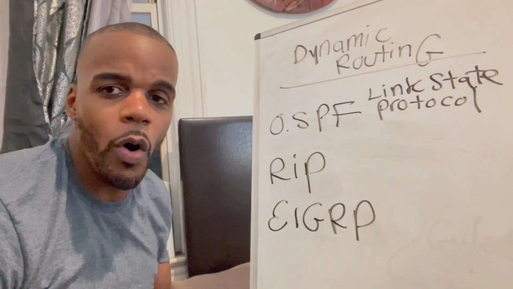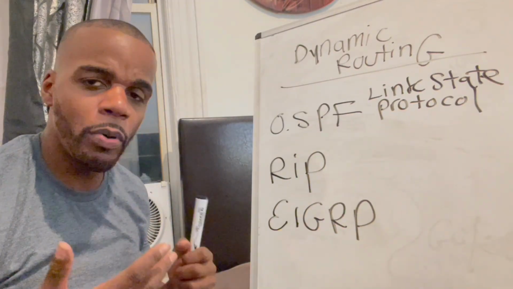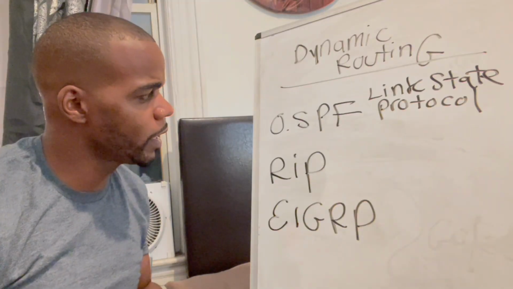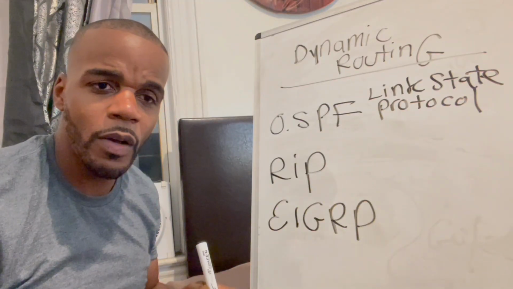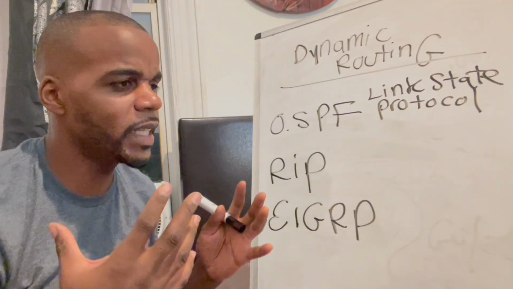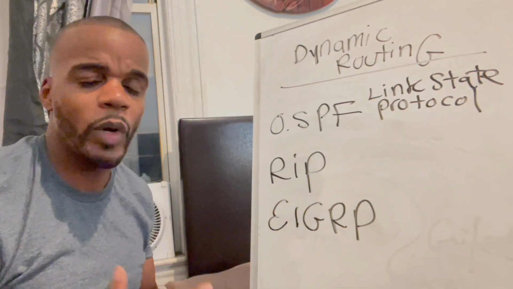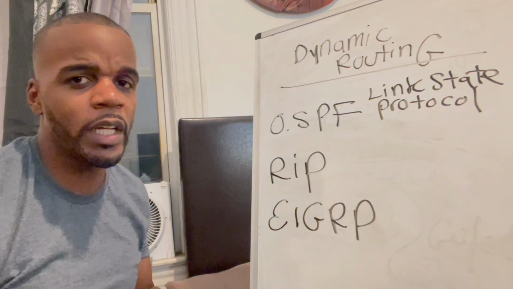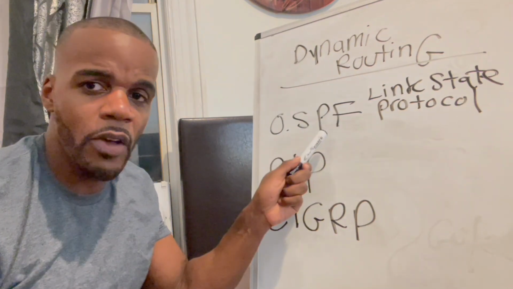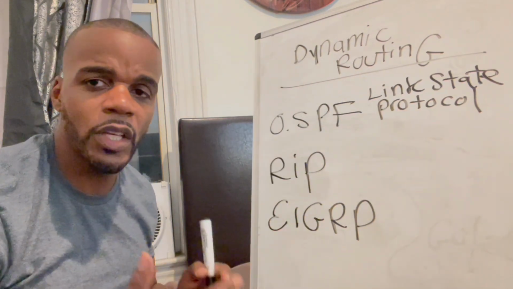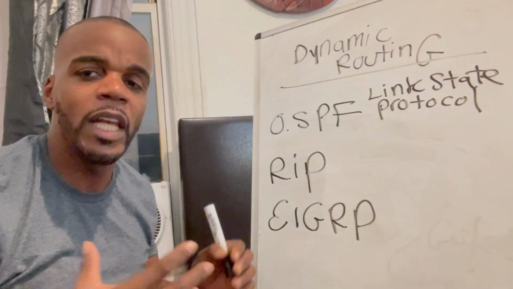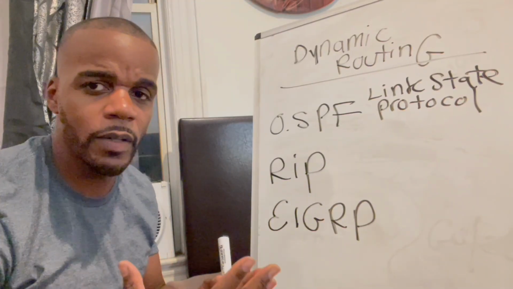A link state protocol is a protocol that determines a map of the entire network. So when I say a map of the entire network, OSPF sends information by looking at the entire network.